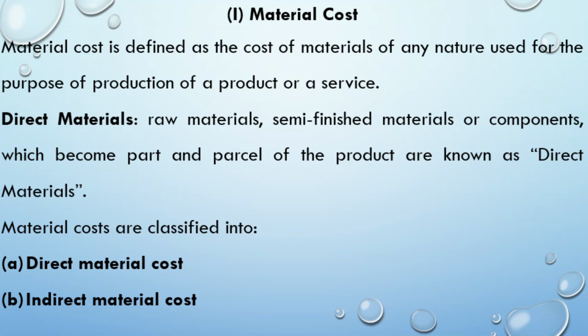What exactly is material cost? Material cost is defined as the cost of materials of any nature used for the purpose of production of a product or a service. Let me just let you know the meaning of direct materials. Direct materials are raw materials, semi-finished materials, or components which become part and parcel of the product. Material costs are classified into direct material cost and indirect material cost.